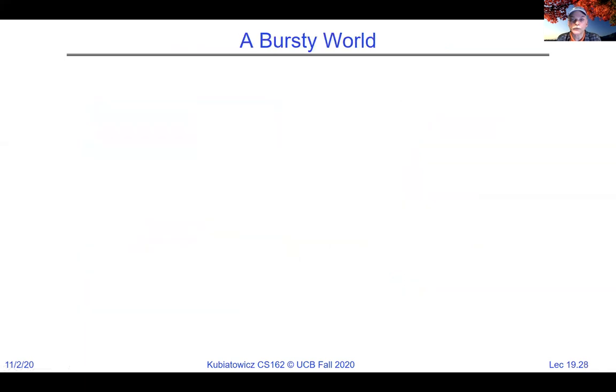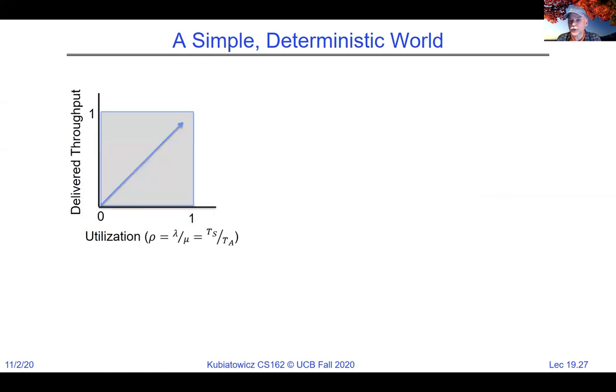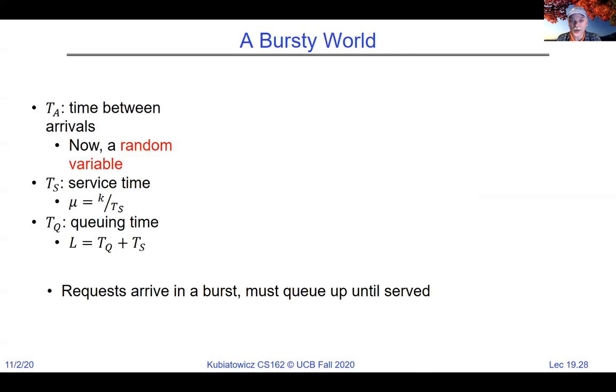Now, let's look at what happens with bursts. The nice thing about deterministic is it's very easy to understand. You can clearly see that once you get too many of these T sub S's coming in, so that they're coming in faster than the rate, then you've got a problem and you can no longer satisfy your demand without building up your queue. Okay, so if we look in a bursty world, we get a different problem.